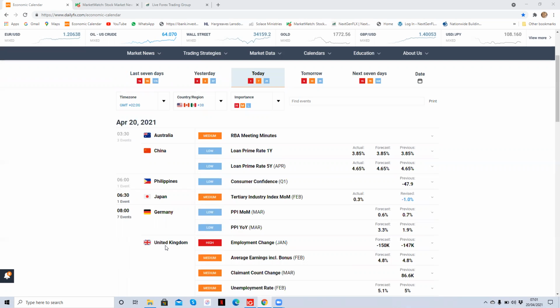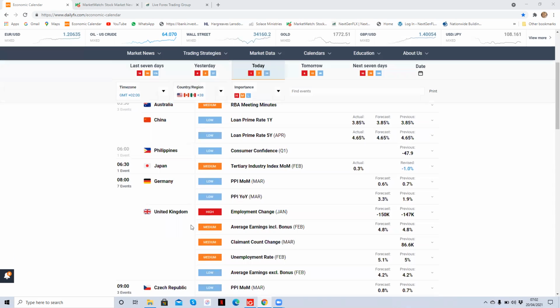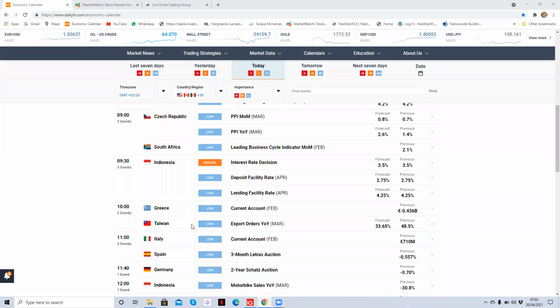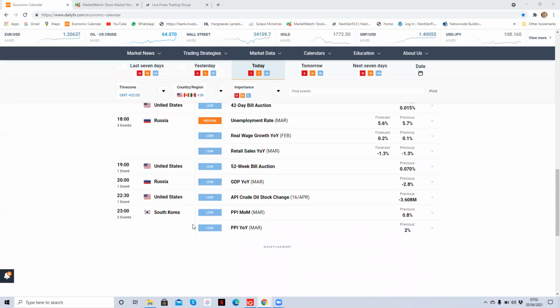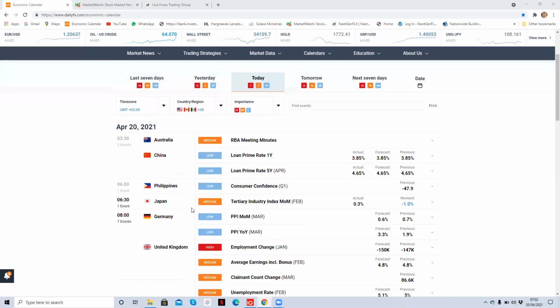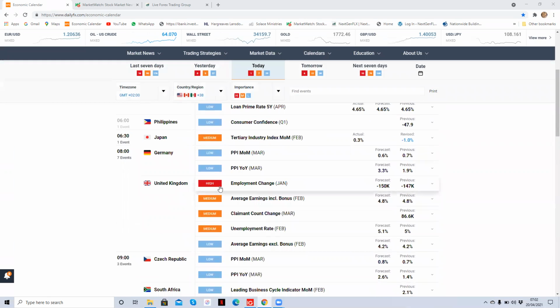So I'll be careful or avoid trading the Euro US dollar and the dollar Canadian dollar prior to this report at 8, which is in an hour's time. And that's it for the rest of the day. So that's the only report of high importance due out today. So I'm just going to wait till then before I place my trades. I'll wait till just before that report before I place my trades.